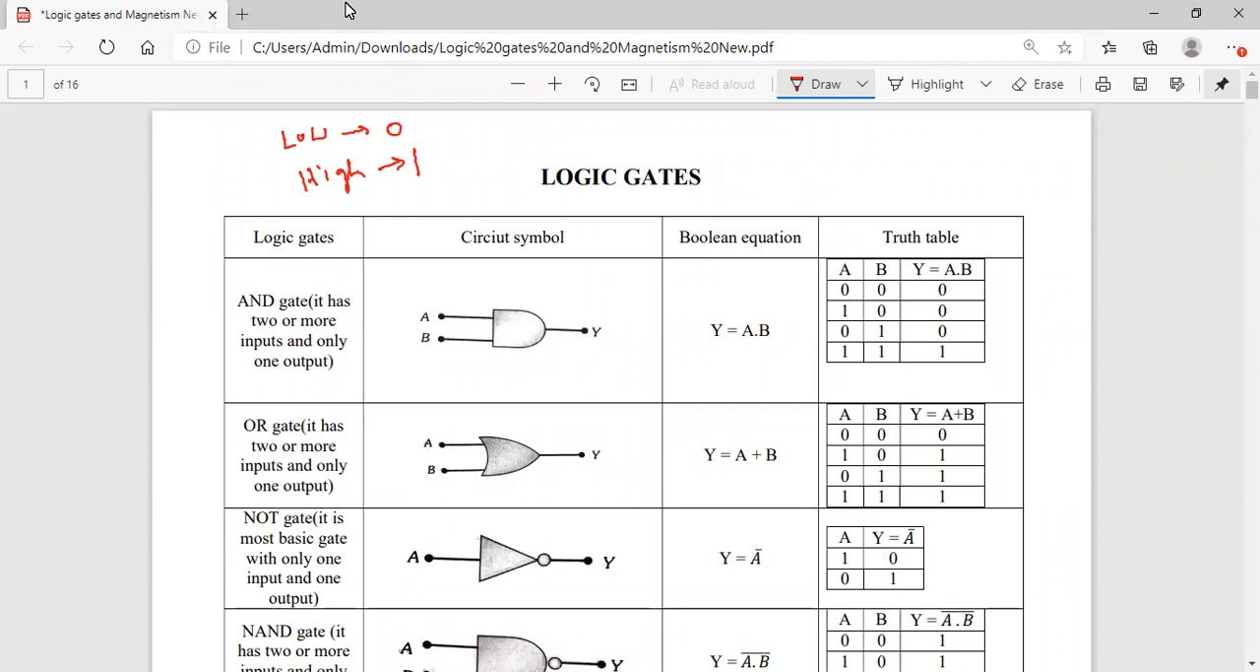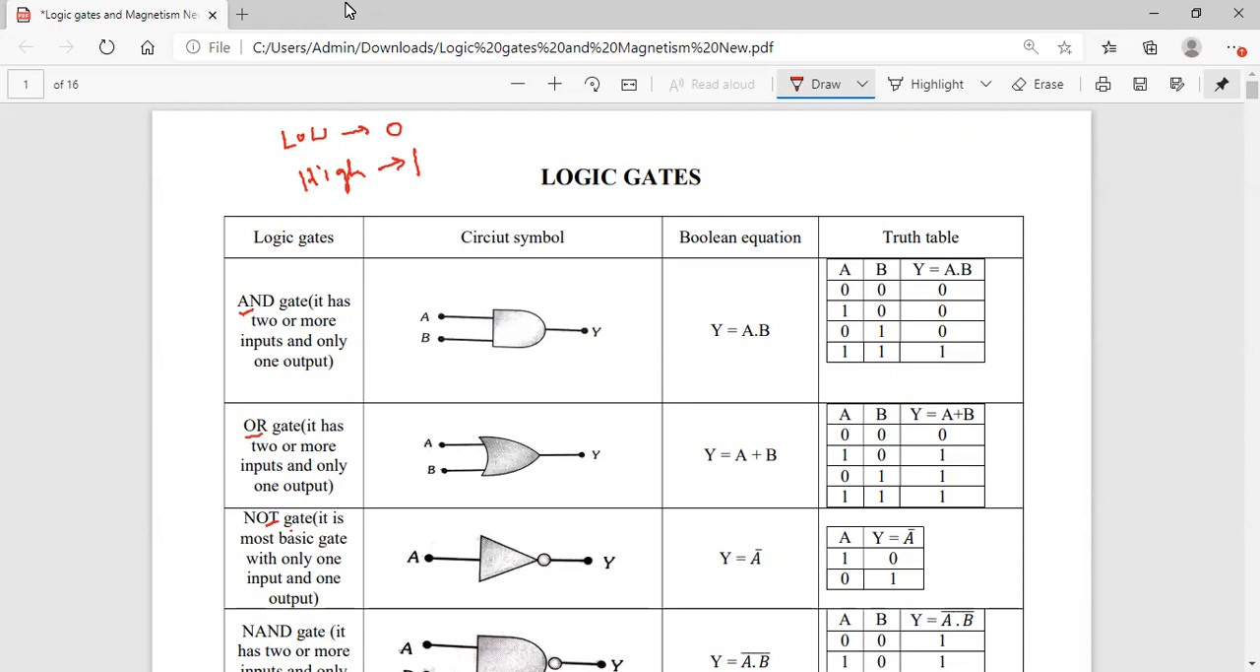Now, there are three basic gates: AND gate, OR gate and NOT gate. These are the basic gates. The AND gate has two or more inputs and only one output. This is the circuit symbol of the AND gate, this is the Boolean equation related to the AND gate, and this is the truth table of the AND gate.